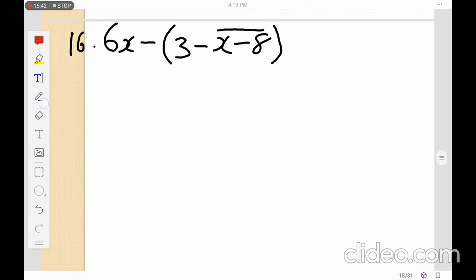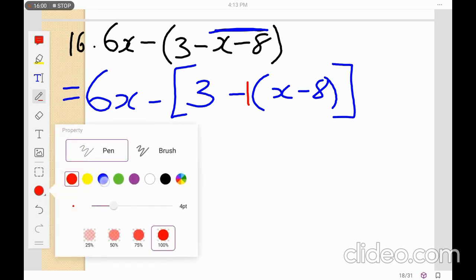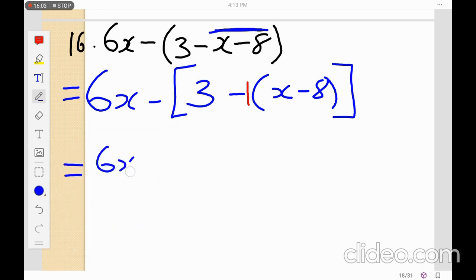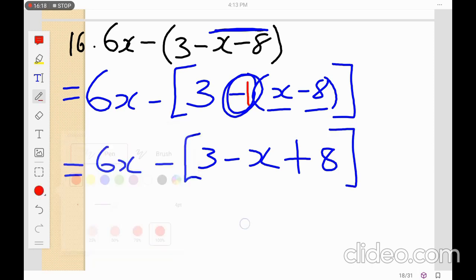Let's look at this other question. This one we've got this bracket inside, so the easiest way to do it is 6x minus, I have a bigger bracket, then I have 3 minus, then I have my bracket x minus 8, then that bigger bracket. Then remember here it's as good as there's a 1. So let's multiply there. So I have 6x minus 3 minus 1 times x, we get minus x, minus 1 times minus 8, we get a plus 8. Now we have finished that. Now let's remove this bigger bracket.